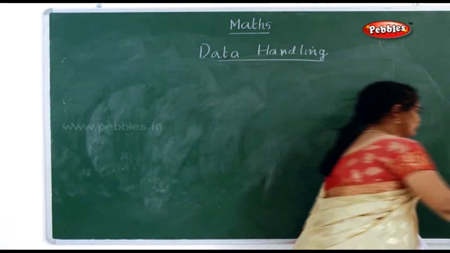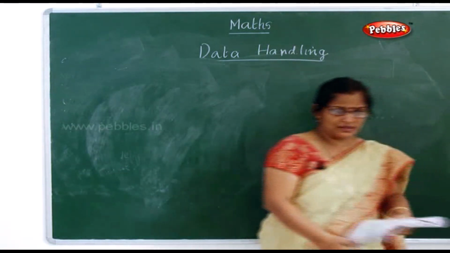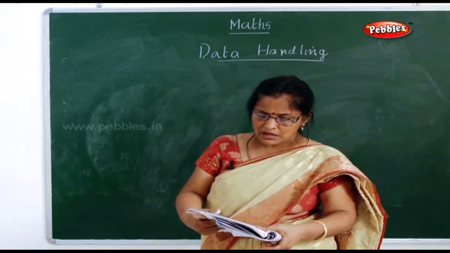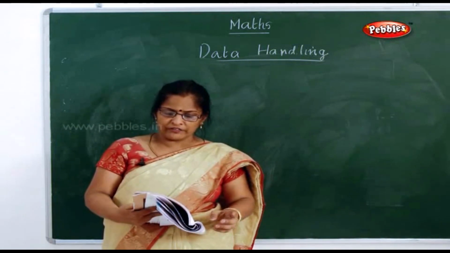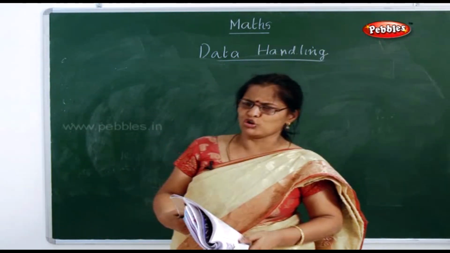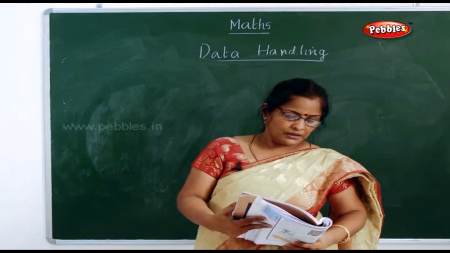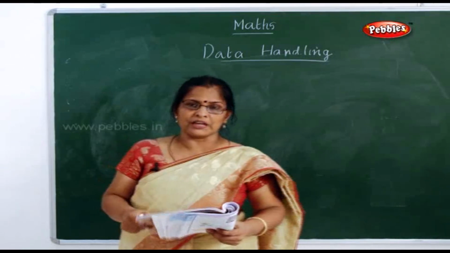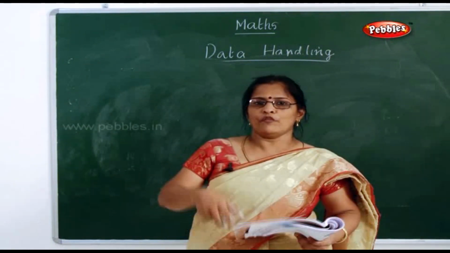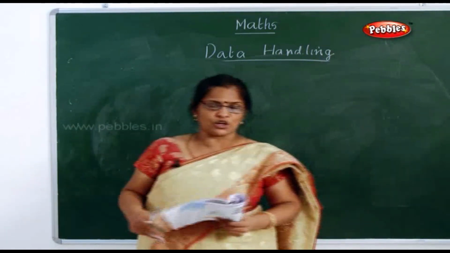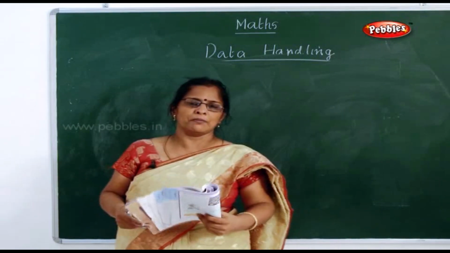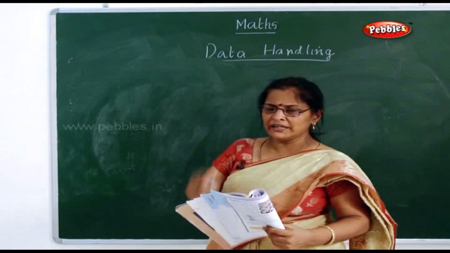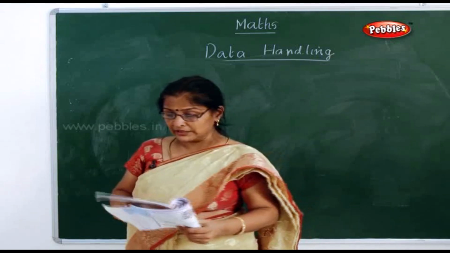Now what you have to do is take 10 of your friends, call 10 of your friends, and ask about their favorite TV channels. There are so many TV channels they would like to watch. Now in your book they have given Animal Planet. Find out from your 10 friends how many like Animal Planet. Then write the number there with the tally mark.